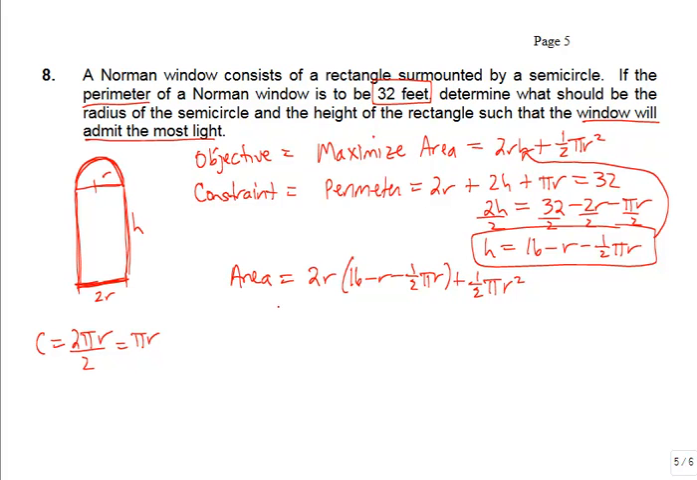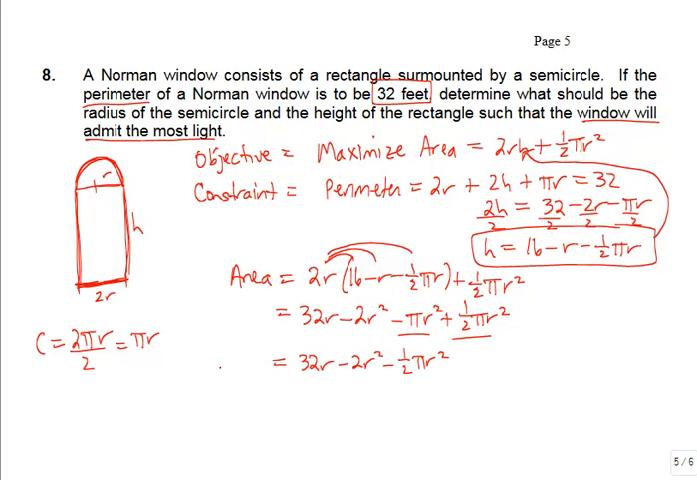And let's simplify. So we'll get 32r minus 2r squared minus the 2 and the 1/2 will cancel, so I'll get pi r squared plus half a pi r squared. Now these are actually like terms. You've got a -1 pi r squared plus a 1/2 pi r squared. So -1 plus a half is -1/2. So if we combine those, it'll be a -1/2 pi r squared. So there's our area, all nice and cleaned up.